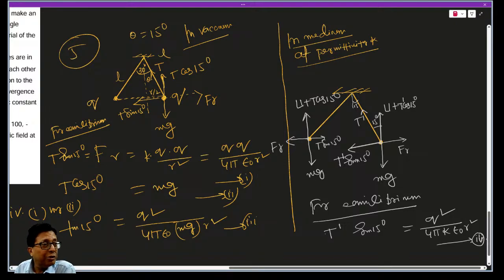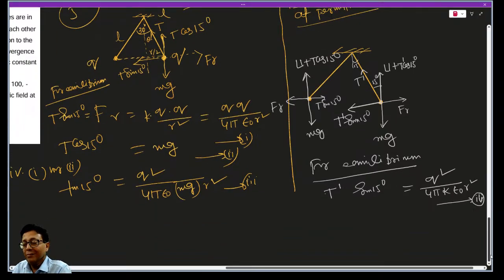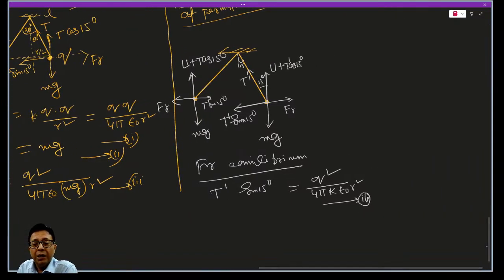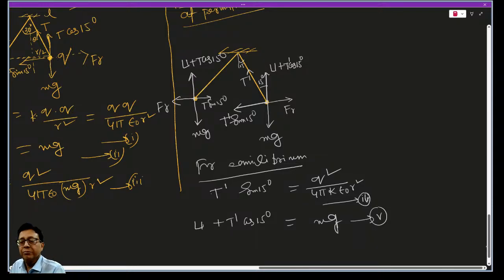I showed you the modification of the formula. In place of epsilon 0, you write this thing. And U plus T dash cos 15 equal to mg. Am I correct? Okay. Now let us write the value of U and mg.